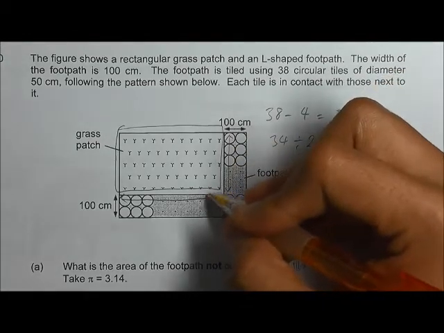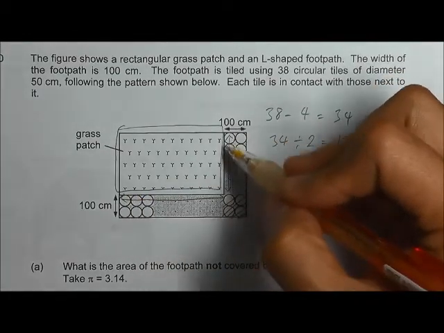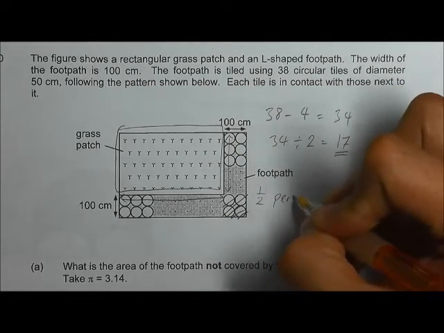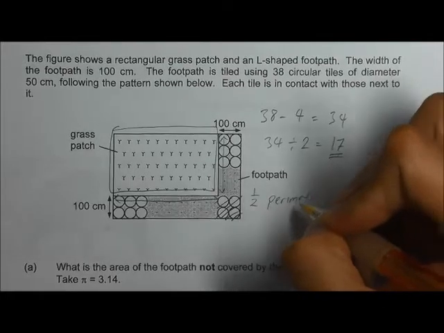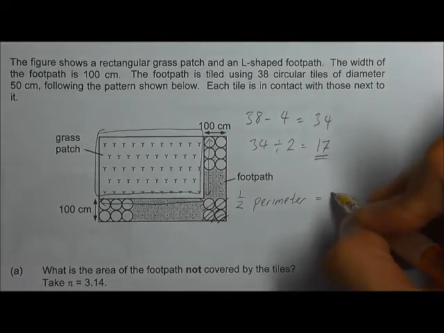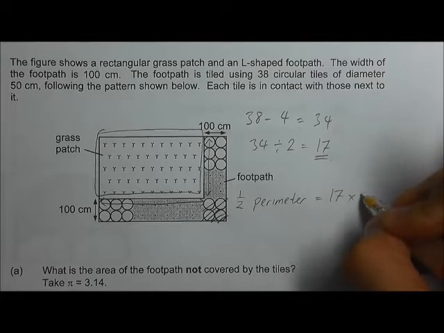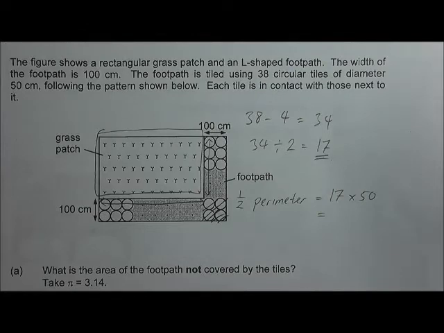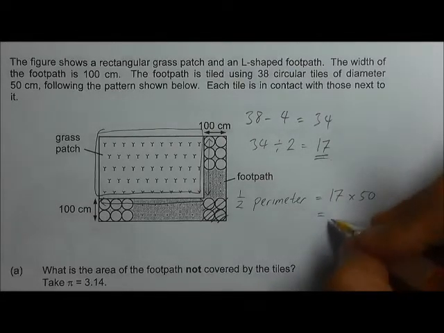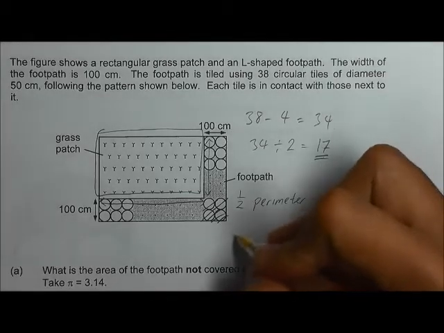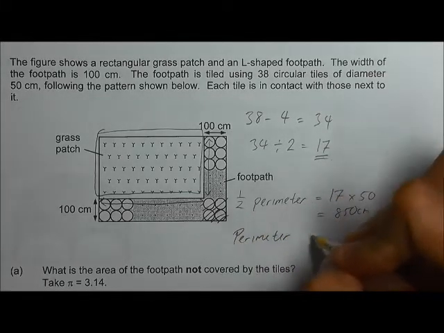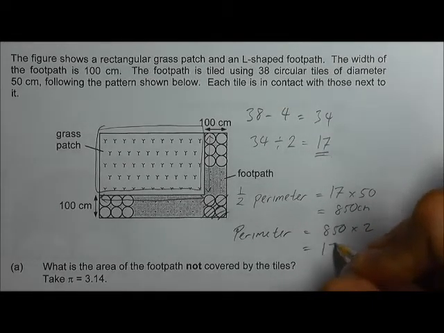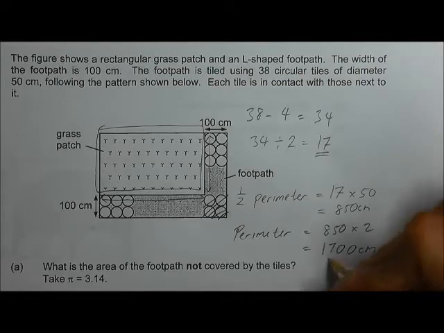Okay, so this is half the perimeter of the grass patch because it's one length and one breadth. So we can say that half the perimeter of the grass patch is equal to 17 times 50 cm. That will give us 850 cm. So the actual perimeter of the grass patch should be 850 times 2. We will get 1700 cm.